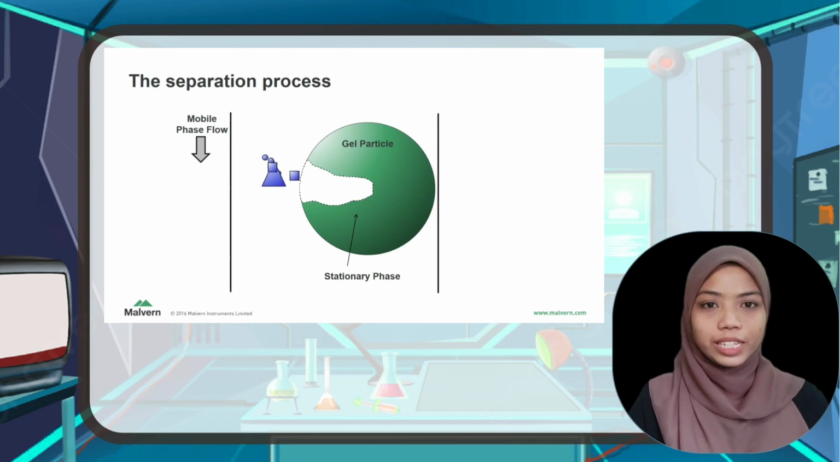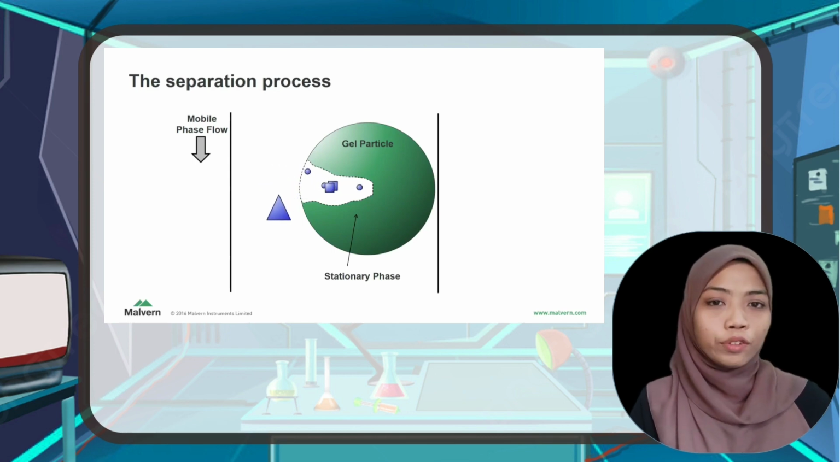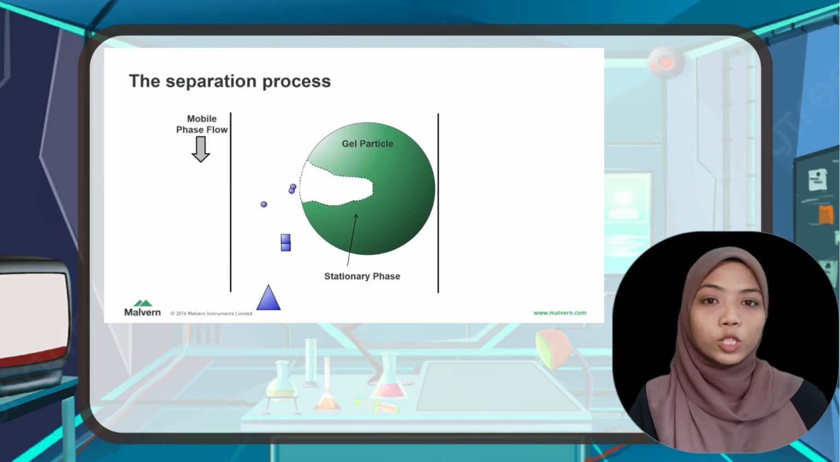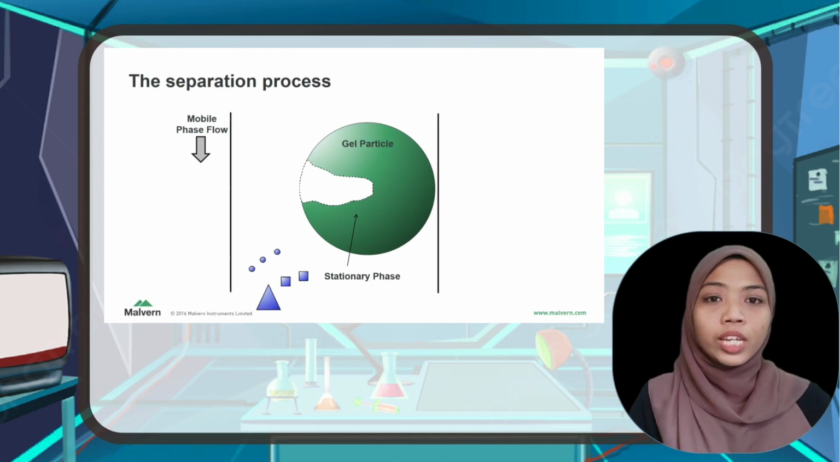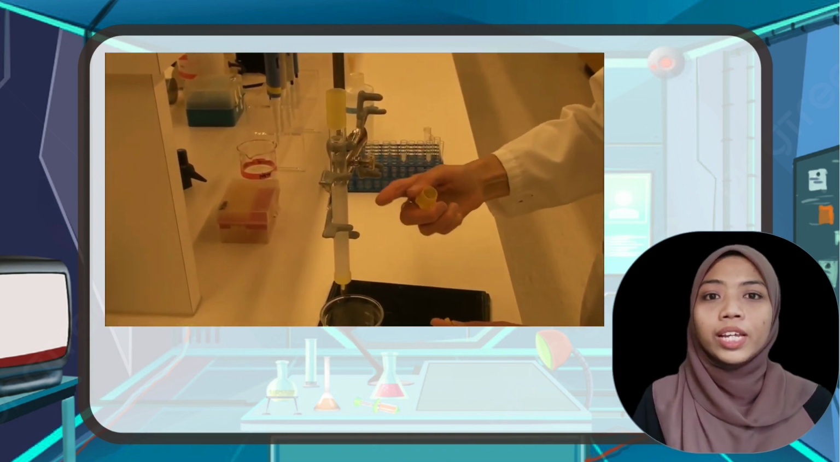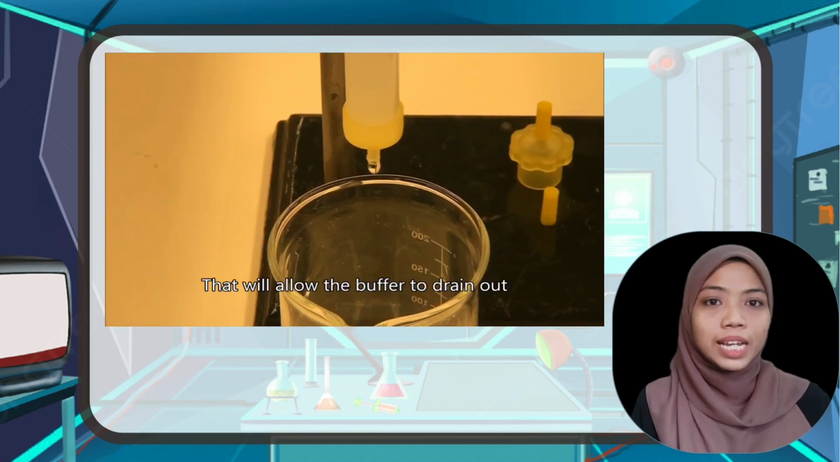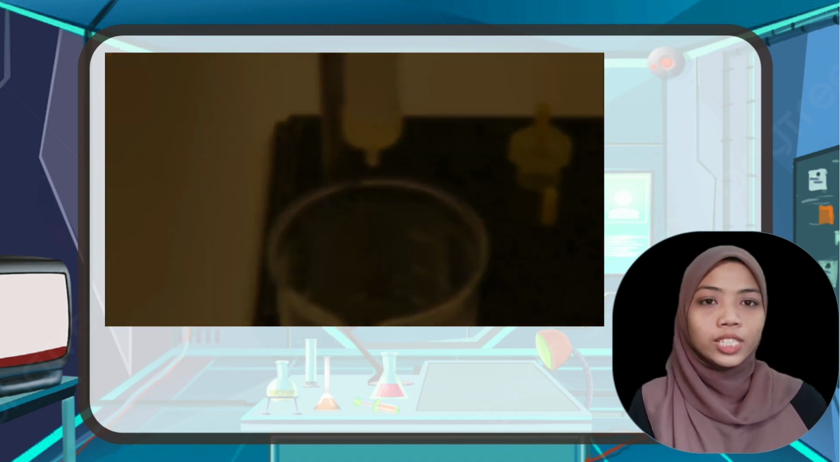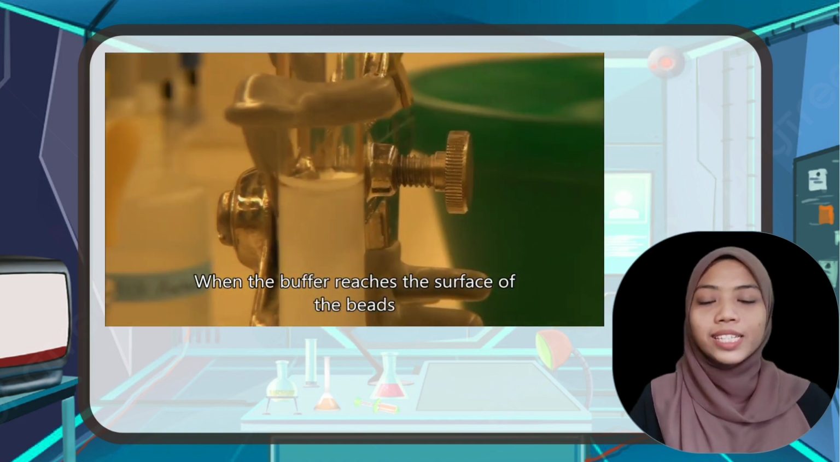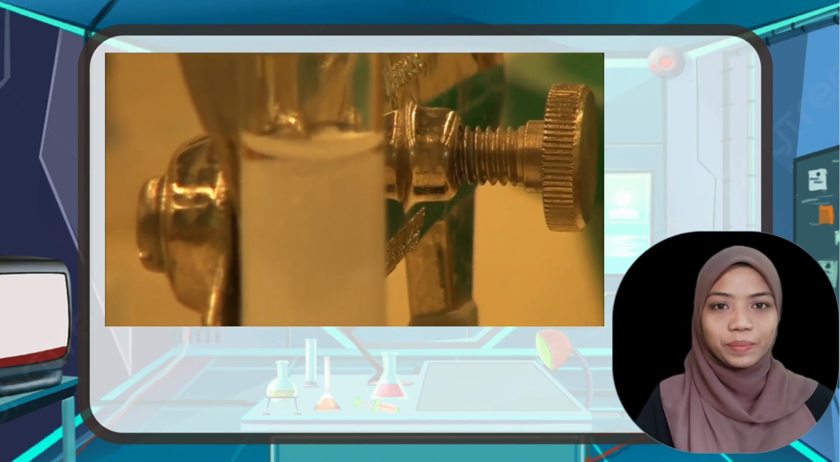After that is separation. The magic of separation unfolds as the sample moves through the column. Larger molecules, unable to penetrate the pores of the beads, take a more direct route, eluting more quickly. On the other hand, smaller molecules navigate the intricate path within the beads, resulting in a longer elution time. This fundamental principle, separation based on size, is the essence of SEC.